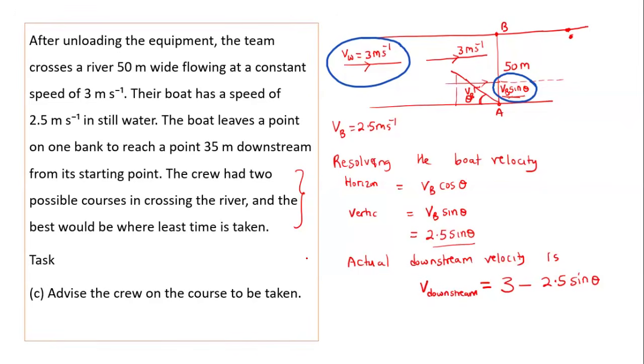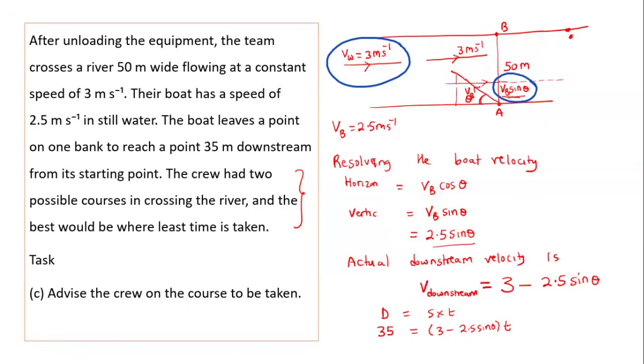Now, remember the question is talking about time. If the boat must land 35 meters downstream, what do you need to know? You know very well that distance is equal to speed times time. Now, what is your distance? Your distance is 35. What is this? This is now the velocity downstream. So your velocity can be the 3 minus the 2.5 sine of theta, the resultant velocity downstream, then times your time, which is t.